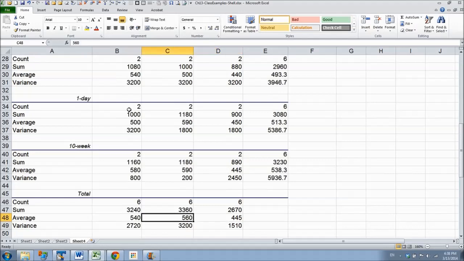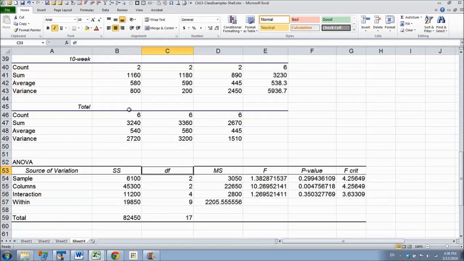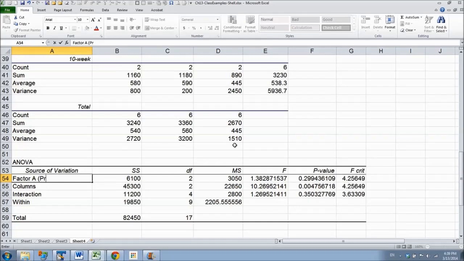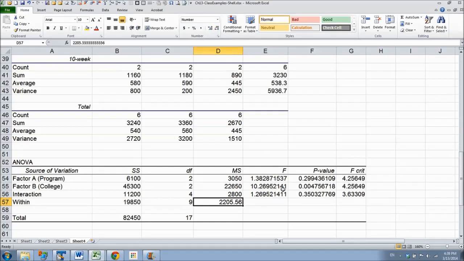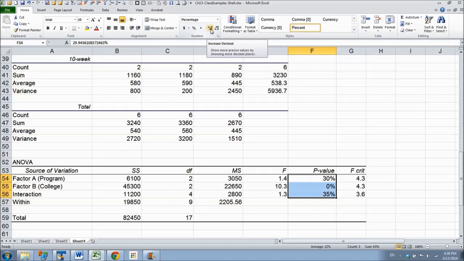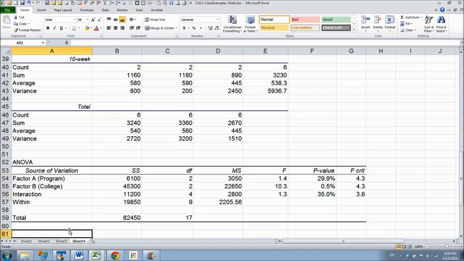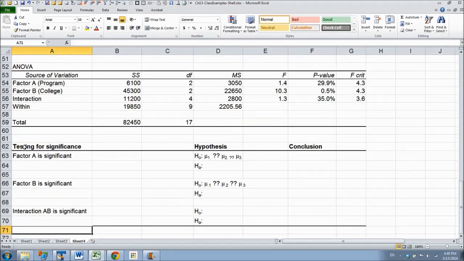The analysis of variance table is the second part of the output. Here we have the first one, sample, which is the rows. Rows for us is factor A, so that is program. Columns represent factor B, which is college. And then we have interaction, and within is the error, and we have the corresponding F values and the P values for the 3 hypotheses that we have to test. The F critical is from the F table, we don't have to worry about that. We'll set the P value as a percentage. So now we have 3 hypotheses to test.